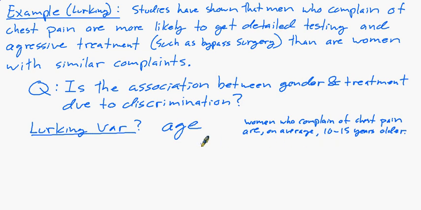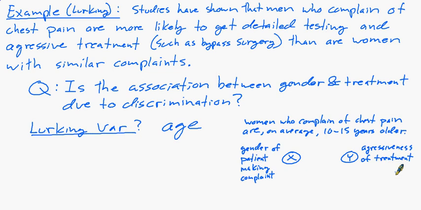So there's actually a nice little diagram of a lurking variable. Here are two variables, x and y, which we can say are the gender of the patient making the complaint and the aggressiveness of the treatment. And there does seem to be an association, which we can use a dashed line to indicate. There's an association between those two, and studies have shown that. But there's a lurking variable, which we can denote with variable z, which turns out to be age.